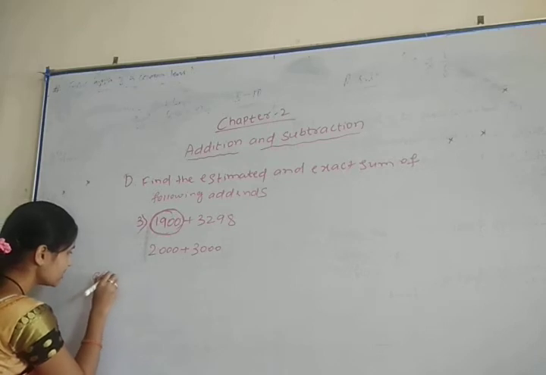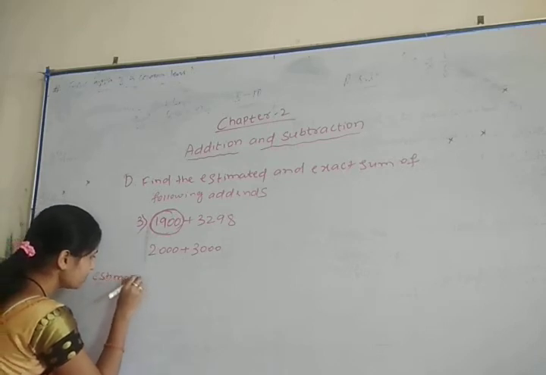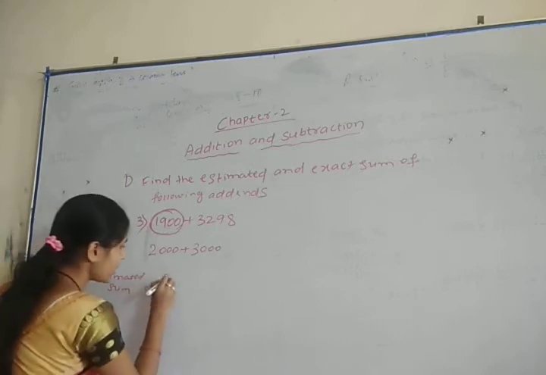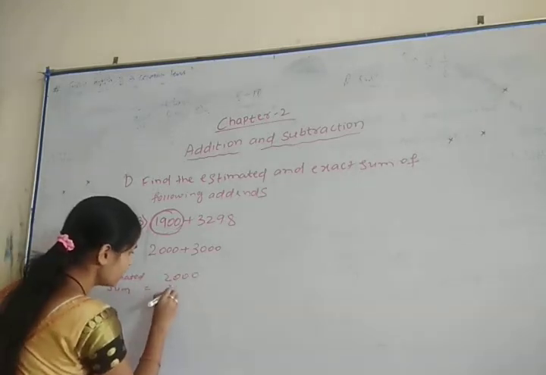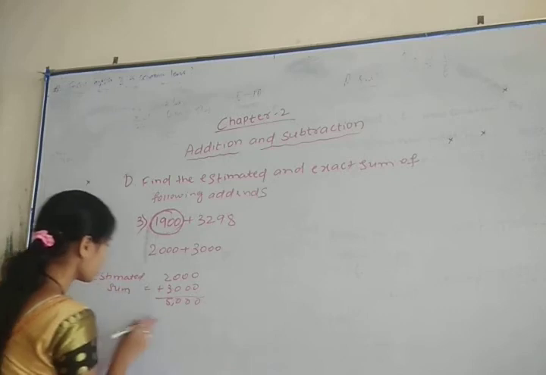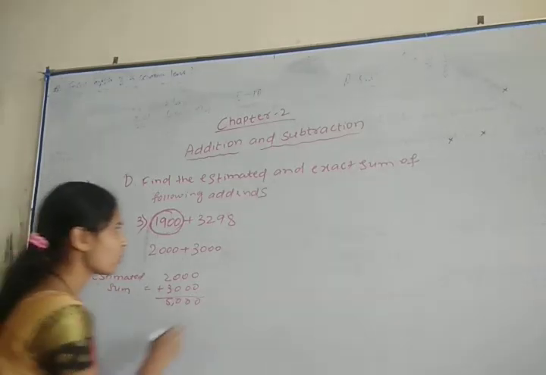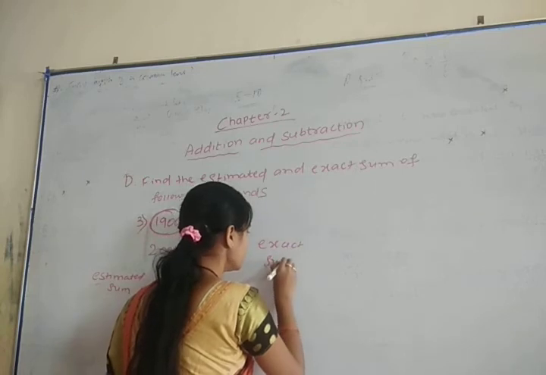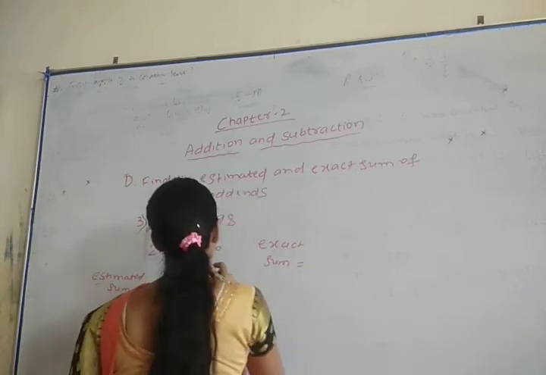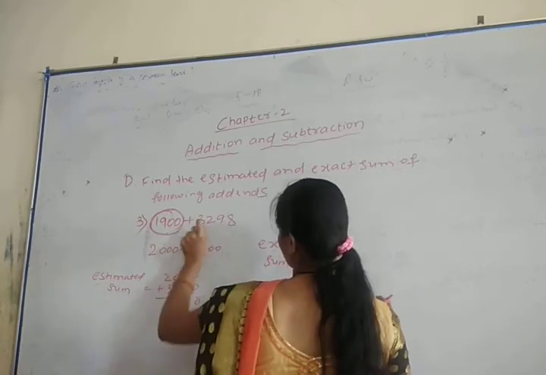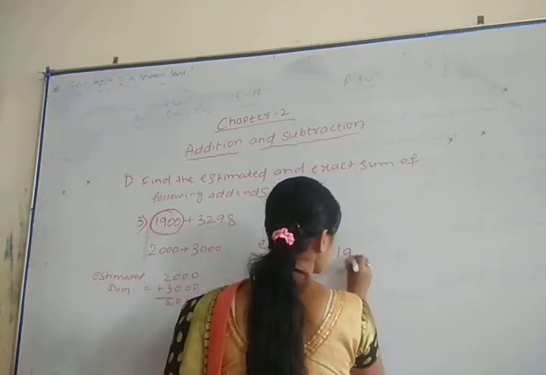Here I will write estimated sum. Add 2000 and 3000. 0, 0, 0. 3 plus 2 is 5. So this is the estimated sum. Now find the exact sum. To find the exact sum, add the given two numbers as they are, without making any changes.